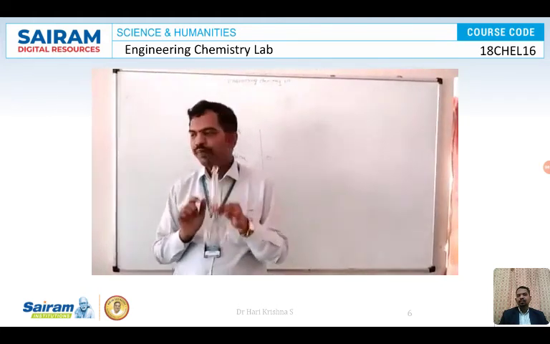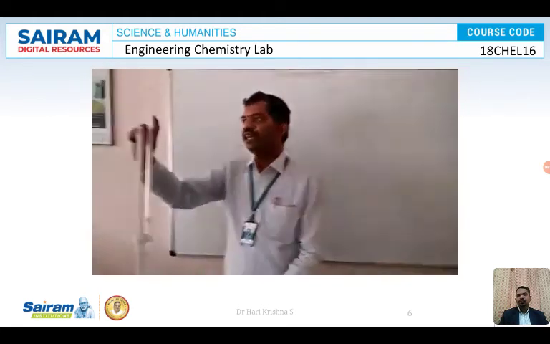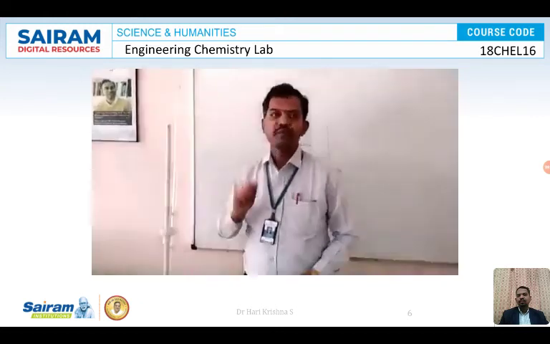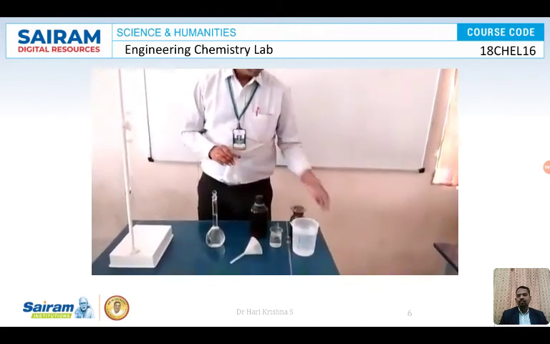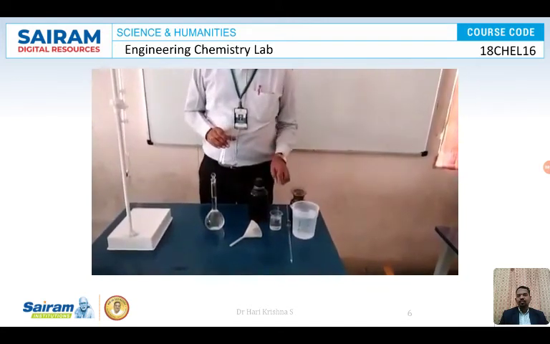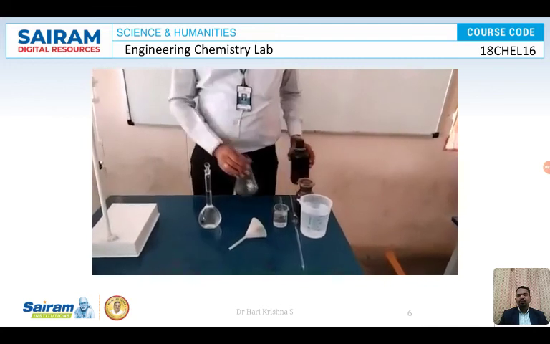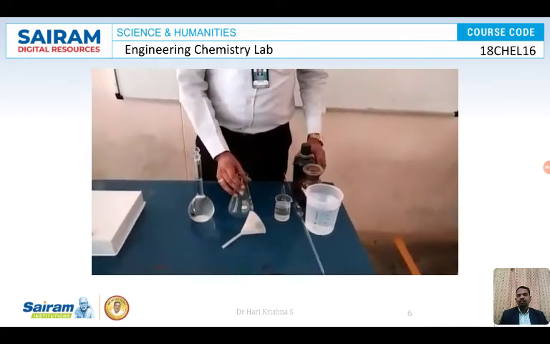So the EDTA solution is prepared, and we are going to transfer this into the 50 ml burette. Once it is transferred, we are going to pipette out 25 ml of the hard water sample. We are going to add 1 test tube of buffer and titrate.